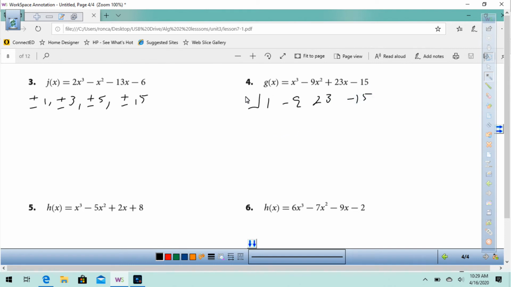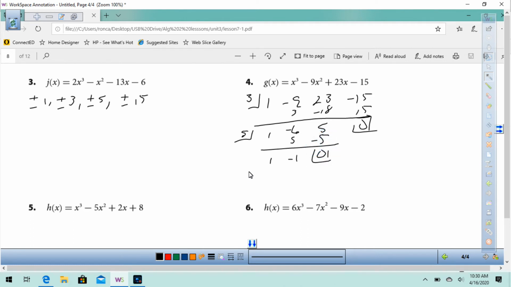Let's try 3. 1, that's 3, that's negative 6, that's negative 18, that's positive 5, that's 15, that's 0. So 3 worked. Let's try 5. 1, that's 5, that's negative 1, that's negative 5, that's 0. All right, and then let's try 1.